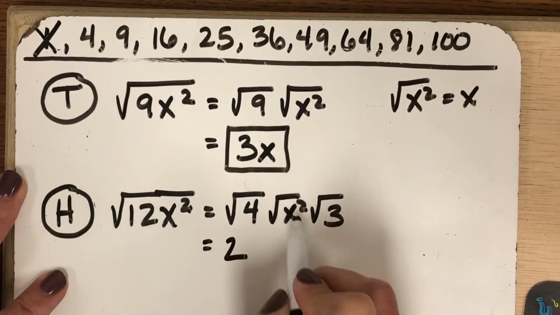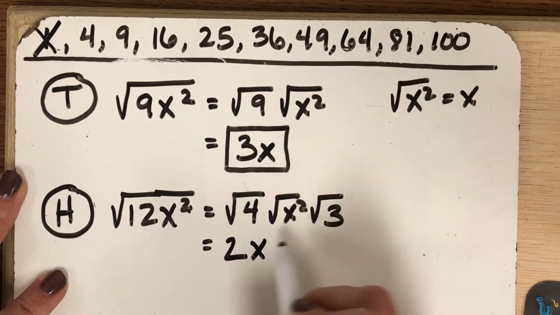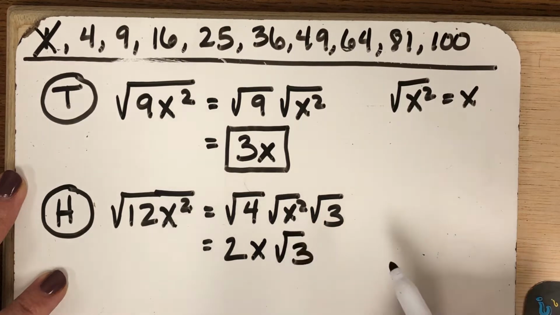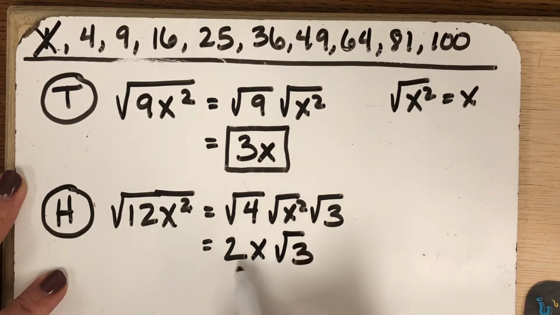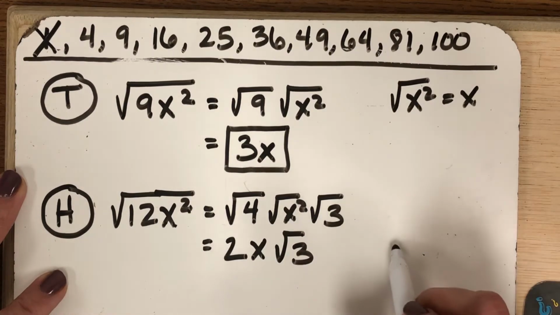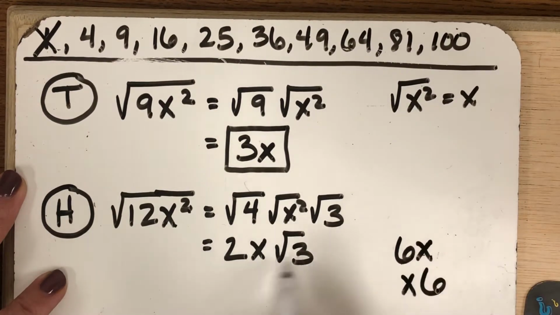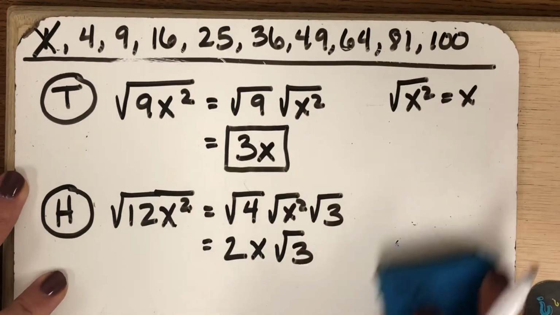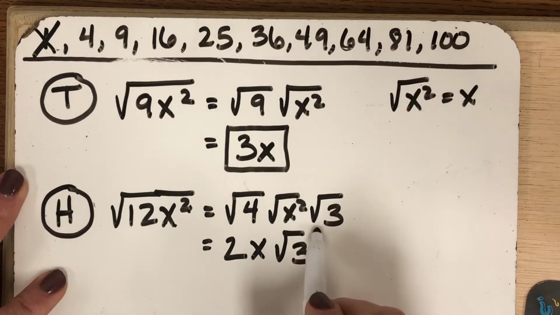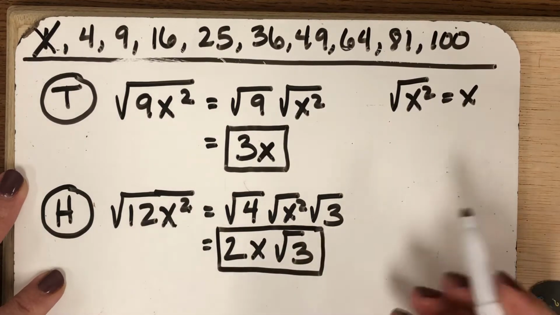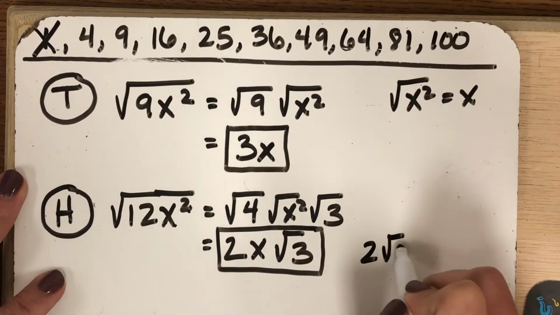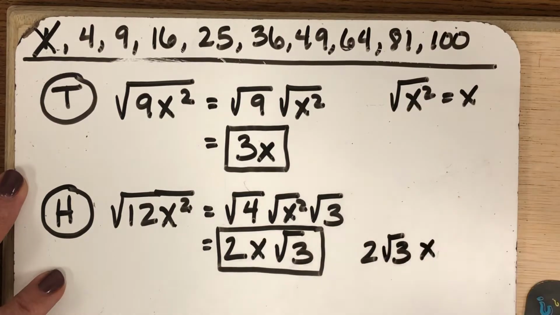Square root of 4 is 2. Square root of x squared is x, and then what's left over is the square root of 3. So when we're writing these, usually we like to write our numbers first and then our variable. Like I would write 6x, I wouldn't write x times 6. But in this case, I would like to keep my whole numbers first, and then my leftover radicals or square roots next. So I would write it like this. I suppose you could say 2 square root of 3 x, but usually we write it like that.